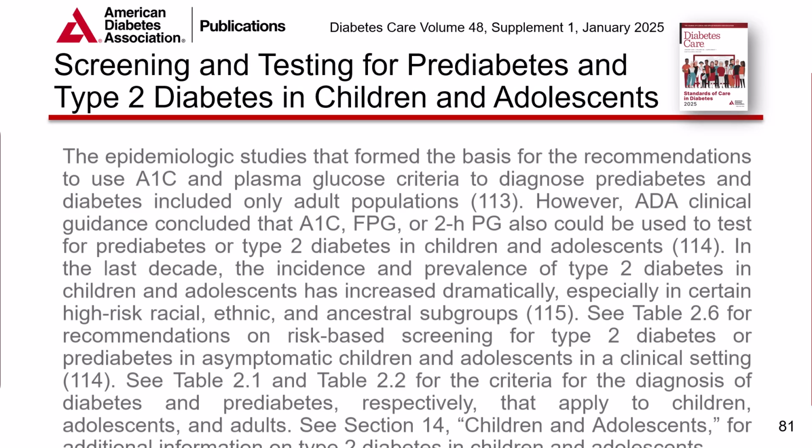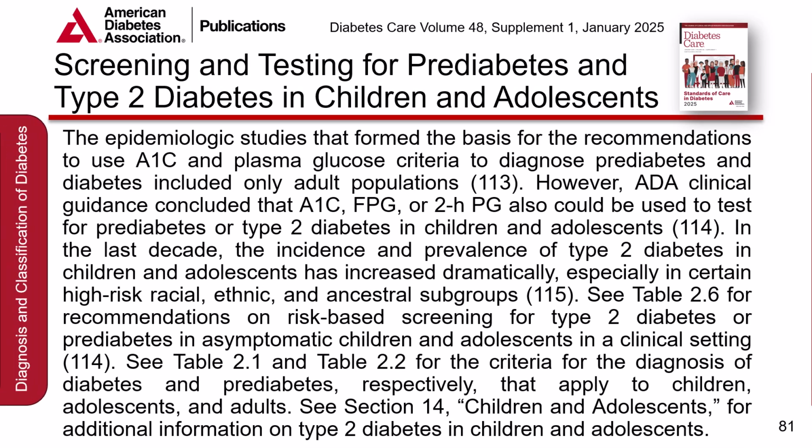Screening and testing for prediabetes and type 2 diabetes in children and adolescents. The epidemiologic studies that formed the basis for the recommendations to use glycated hemoglobin and plasma glucose criteria to diagnose prediabetes and diabetes included only adult populations. However, American Diabetes Association clinical guidance concluded that glycated hemoglobin, fasting plasma glucose, or 2-hour plasma glucose also could be used to test for prediabetes or type 2 diabetes in children and adolescents.